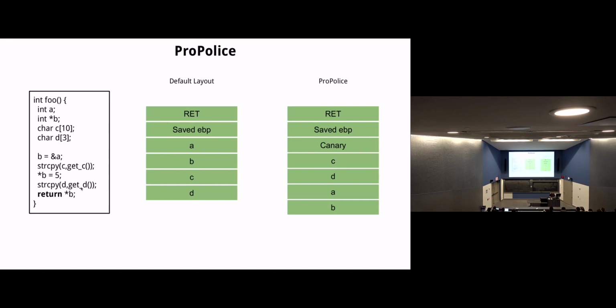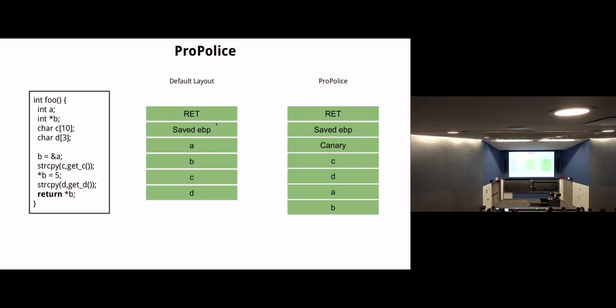So how do traditional compilers place those variables? They just follow the order in which the variables are defined in C. So there is the return address, and after the return address we have the saved EBP. Then the local variable A will be here, then B, then the buffers C and D. So it strictly follows the defining order of those variables.